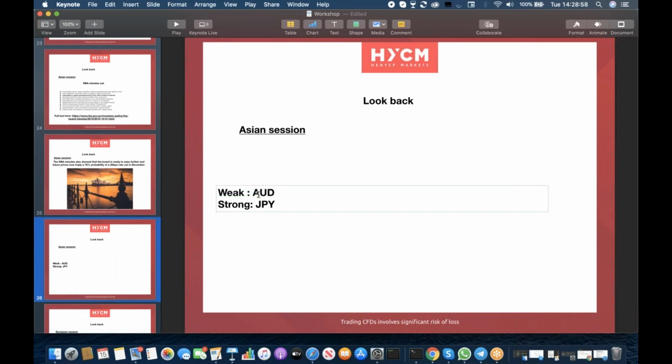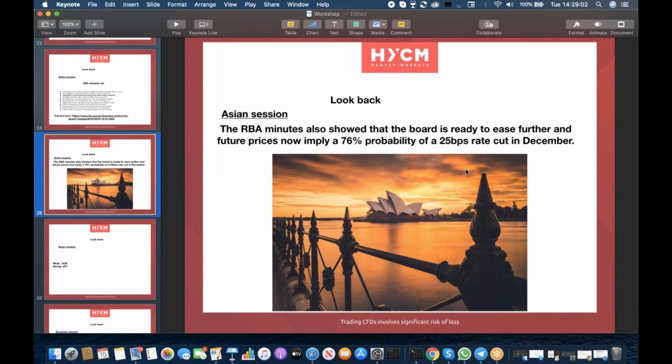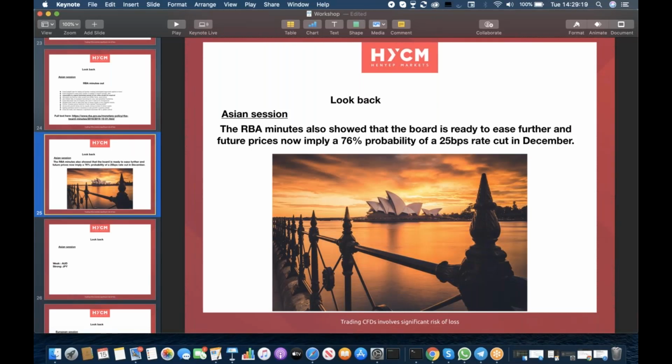Okay, and the Australian dollar was weak for two reasons. One, the RBA minutes, they showed that the board is ready to ease further, and chances of a rate cut increased. Okay, so we clearly know that once the chances of a rate cut have increased, we know that that's weak news for the Australian.